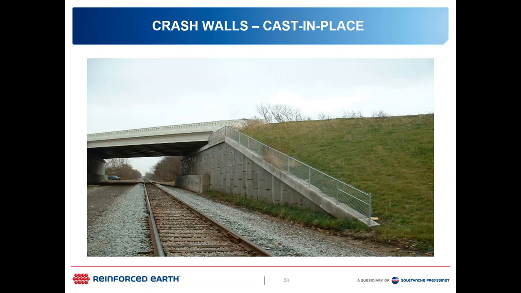In the United States, if you are building an MSE wall right next to a railroad track within a certain distance, you have to provide a 2.5 foot thick crash wall. So this shows one structure like that, where the MSE wall is right next to the railroad track. A 2.5 foot thick crash wall is provided along the face of the wall.